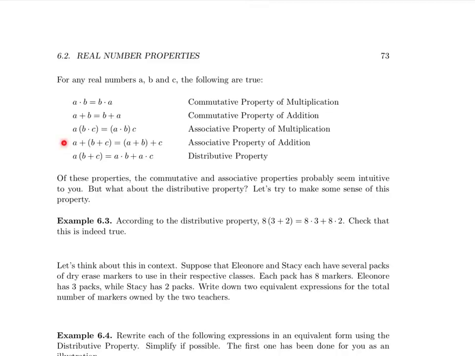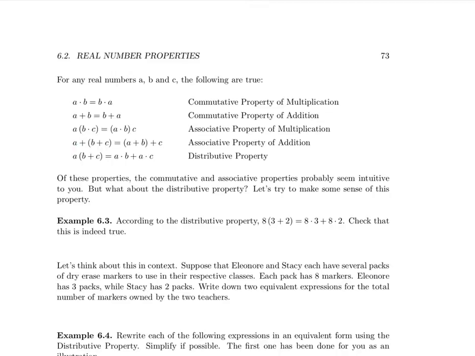Next we come to this property. Again, it concerns 3 numbers. In this case, you're adding 3 numbers together. Typically, when you add 3 numbers together, you add 2 of them together first, and then you add the answer to the third number. Well, on the left side here, the numbers b and c are added together first, and then a is added to the answer.